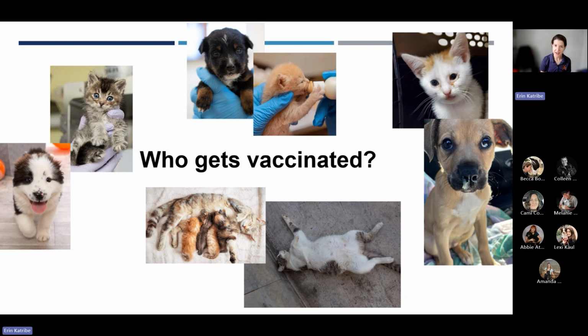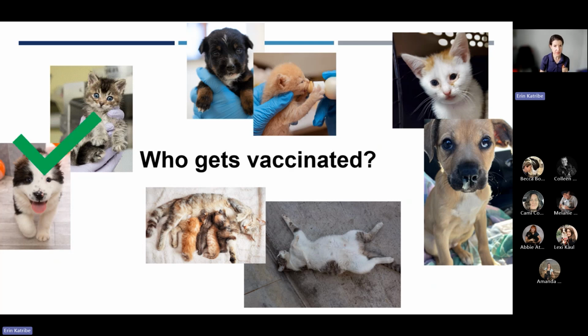So a question we ask in the shelter is, who gets vaccinated? We'll start over here on the left, right? So here's a puppy and a kitten. Say these are 6 to 8 week old puppies or kittens. Do they get vaccinated when they come into the shelter? And the answer is yes, they absolutely do. By current shelter guidelines, 100% they get vaccinated.